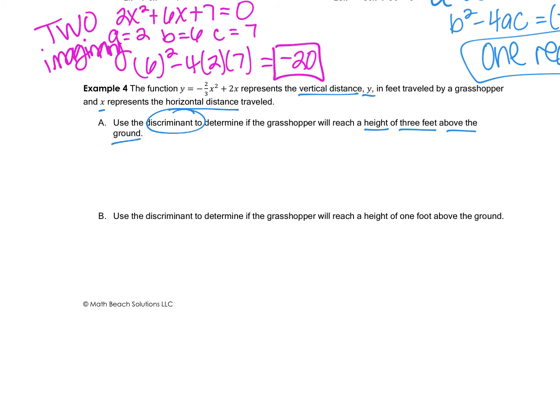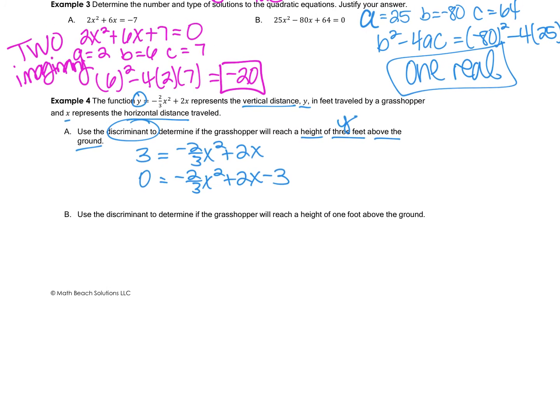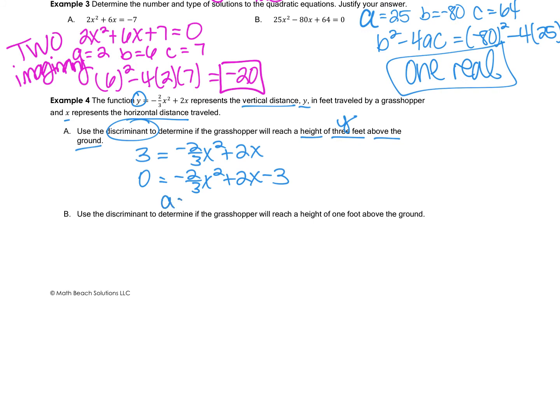So that's the vertical, which would be y. So when I plug into my formula, I know where y is. I'm going to put a 3 in place of it. So what I'm going to do is plug in for y, and then I'm going to set it equal to 0. So I'm going to subtract 3. So now I'm going to use the discriminant. So A is negative 2/3, B is 2, C is negative 3.